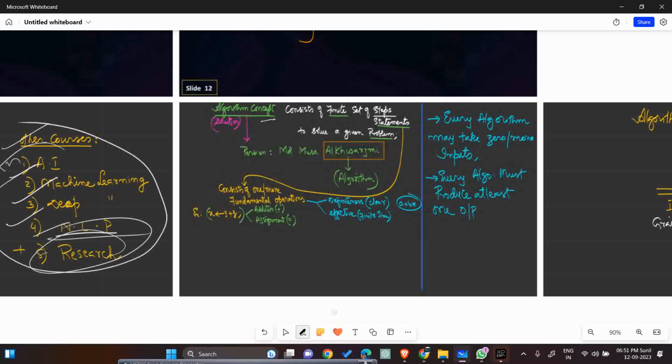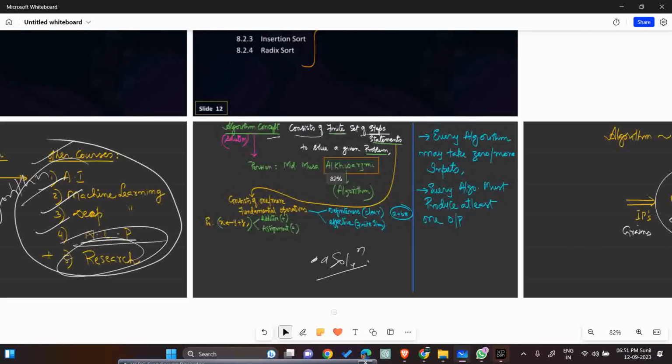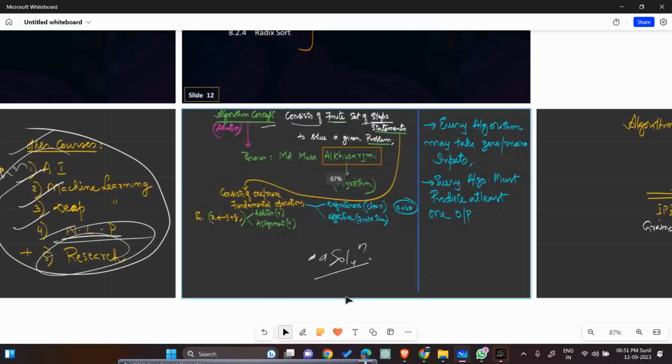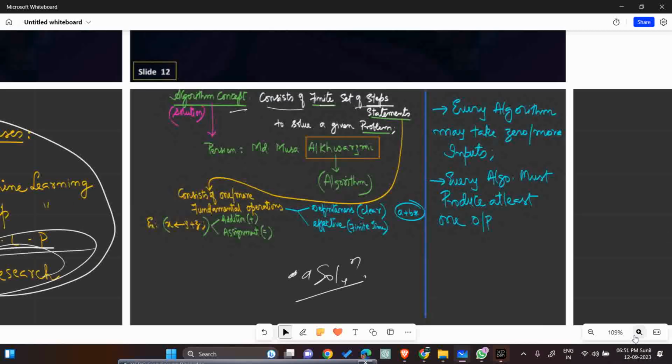So the algorithm concept consists of a finite set of steps. What is an algorithm? We can say this is a solution to a problem, everywhere. An algorithm is a solution, right? An algorithm, a solution to a problem, always consists of a finite set of steps. Algorithm consists of a finite set of steps, statements to solve a given problem.